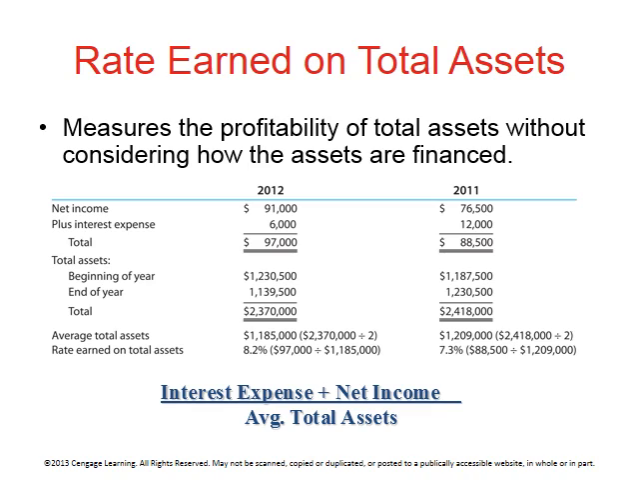Then we have to calculate our average assets again. So we take our beginning assets plus ending assets divided by 2, and we get 1,185,000 is our average total assets. So if we want to calculate our rate, we'll take our $97,000, which is our income plus interest expense, divided by our average total assets, and we get 8.2%. So we're earning 8.2% on our assets versus 7.3% in 2011. So we got better year over year.